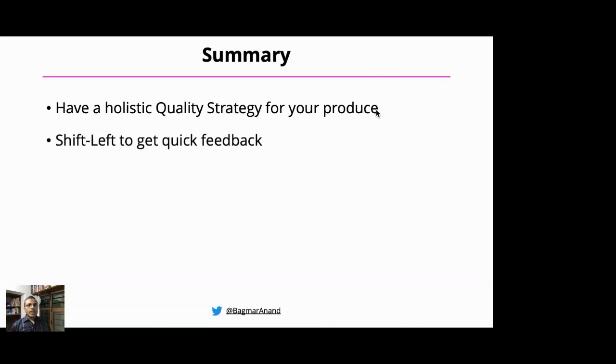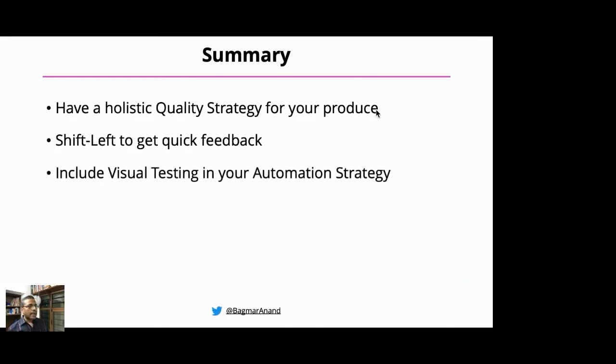You need to think about how you can shift left to get quick feedback. And shift left can happen at various different levels. You have to get all the different roles involved to make sure that you are actually getting feedback faster from your tests. And it is extremely important to think about whether visual testing is going to be an integral aspect of your automation journey, of your automation strategy.